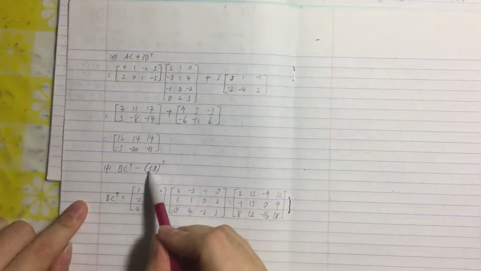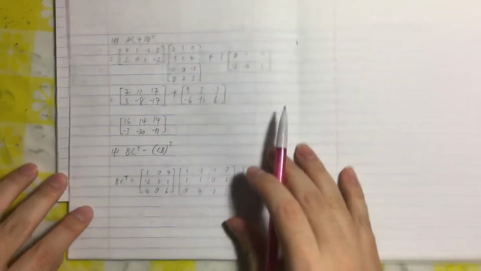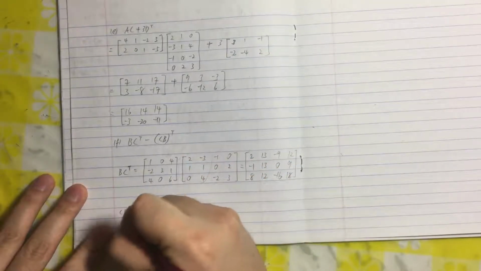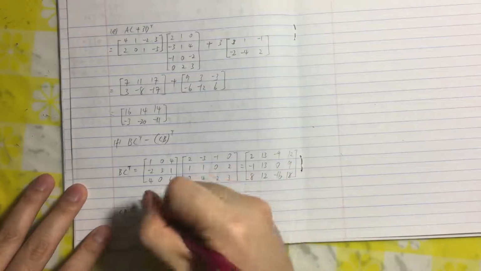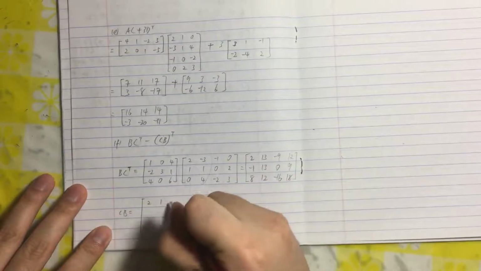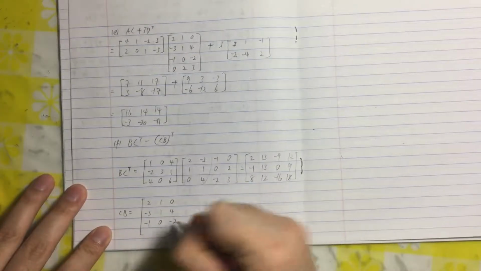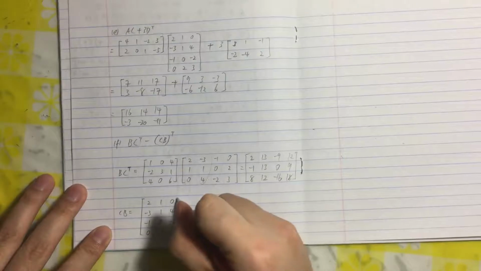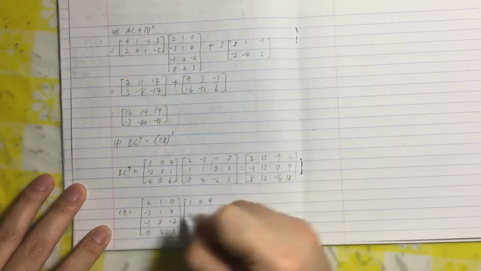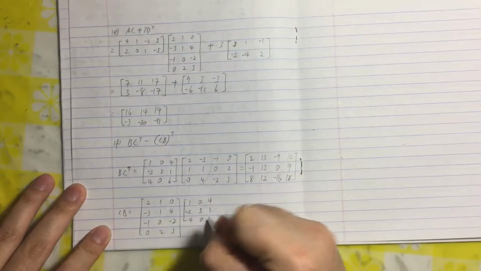Next, we compute C times B. Then we compute the transpose of their product. C times B. Then we copy the matrices C and B here. Matrix C is 2, 1, 0, negative 3, 1, 4, negative 1, 0, negative 2, 0, 2, 3. That's matrix C. Matrix B is 1, 0, 4, negative 3, 1, negative 2, 3, 1, 4, 0, 6.